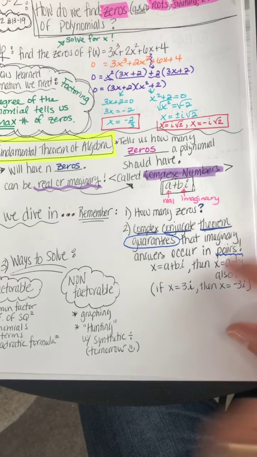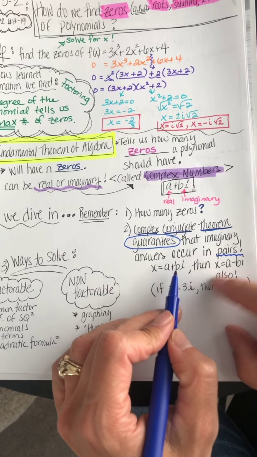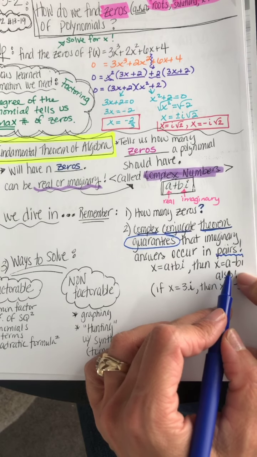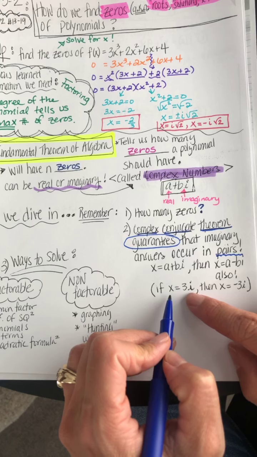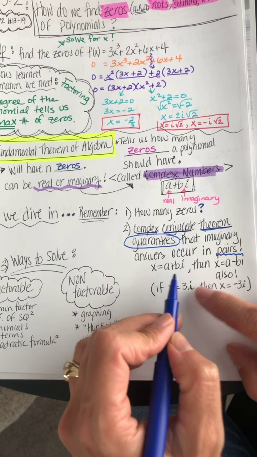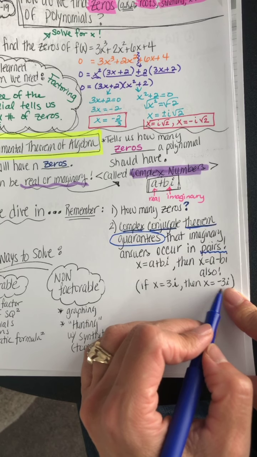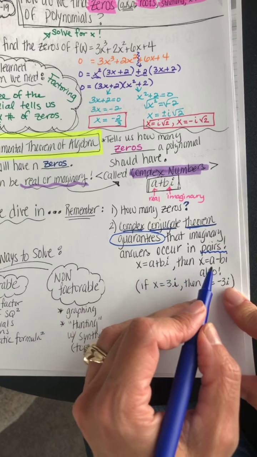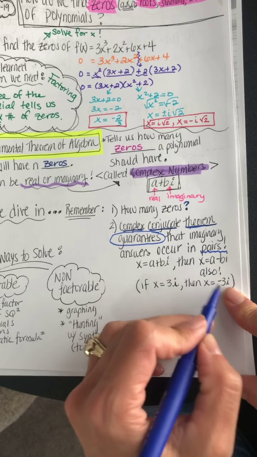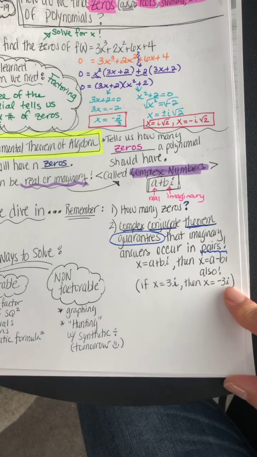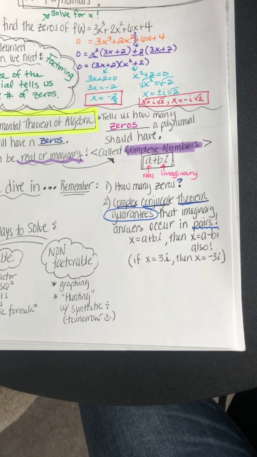So if we know that one of the solutions is a plus bi, then automatically we know that it comes with x equals a minus bi. Also, if we know that one of the solutions is x equals 3i, then we know that it has a matching pair, and it also has x equals negative 3i. These are complex conjugates of each other. These are just the plus or minus. But anything with an i will always come in pairs, the positive one and the negative one.